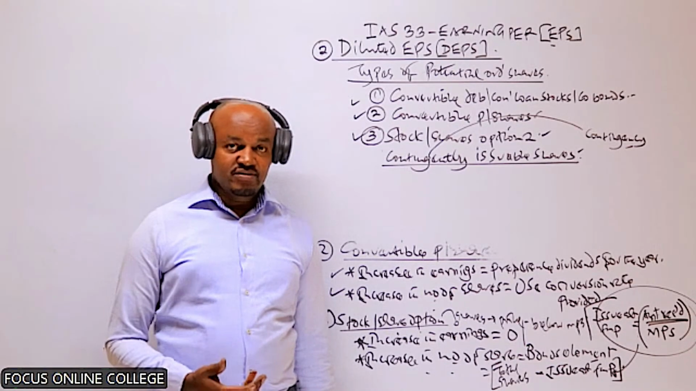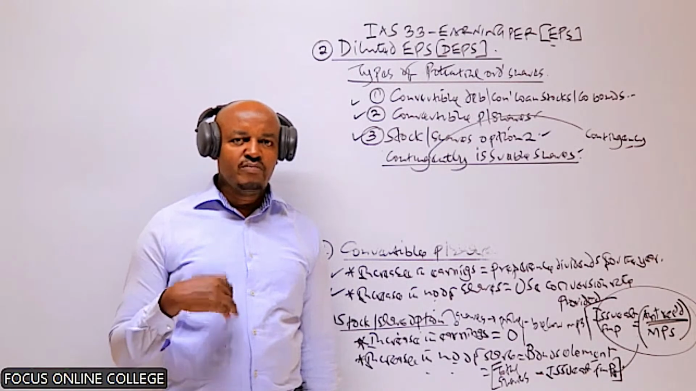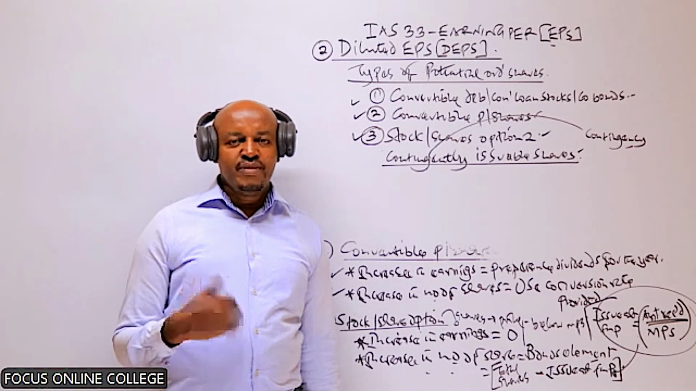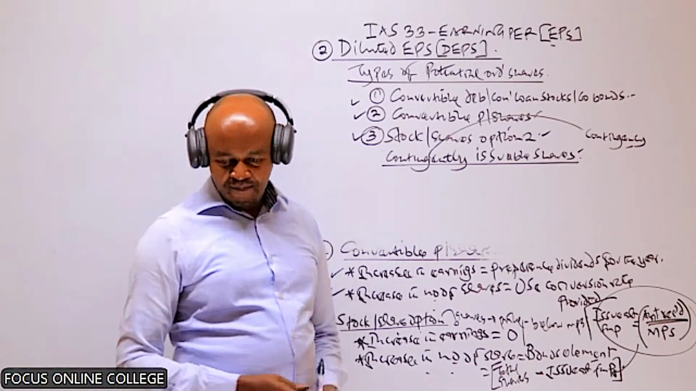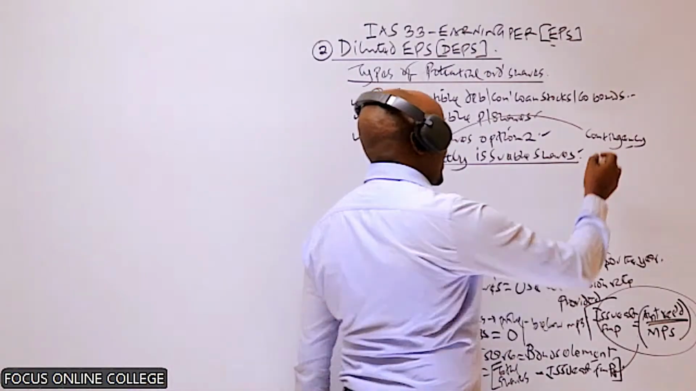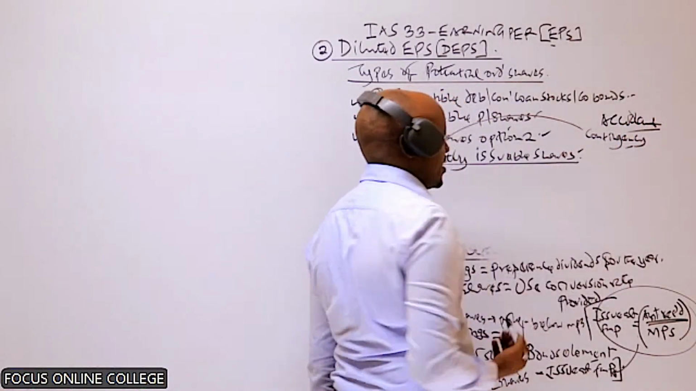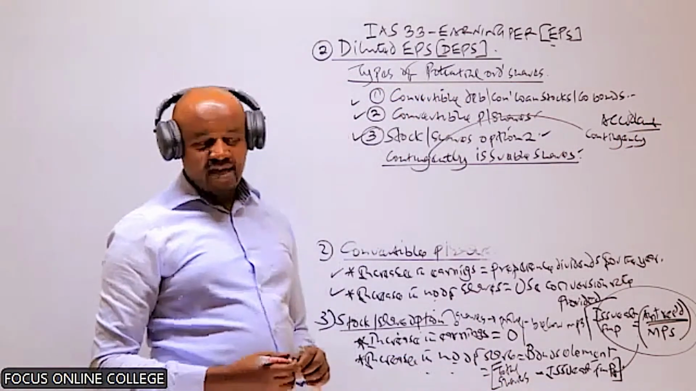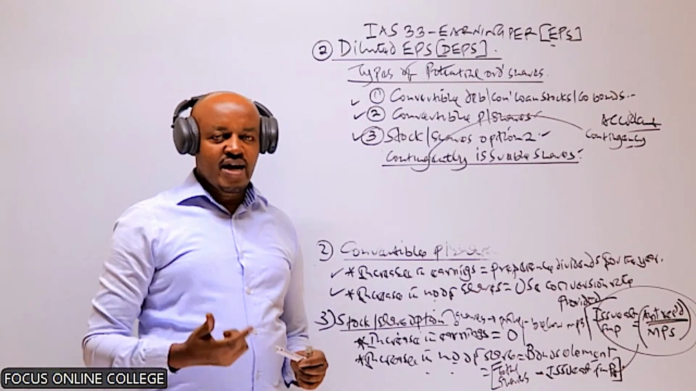So what are we required to do from this information? 1, we are required to calculate the basic earnings per share for the year which ended 31st of December 2023. Number 2, we are required to calculate the restated earnings per share for the year which ended 31st of December 2022. And number 3, we are required to calculate the diluted earnings per share (DEPS) for the year which ended 31st of December 2023.